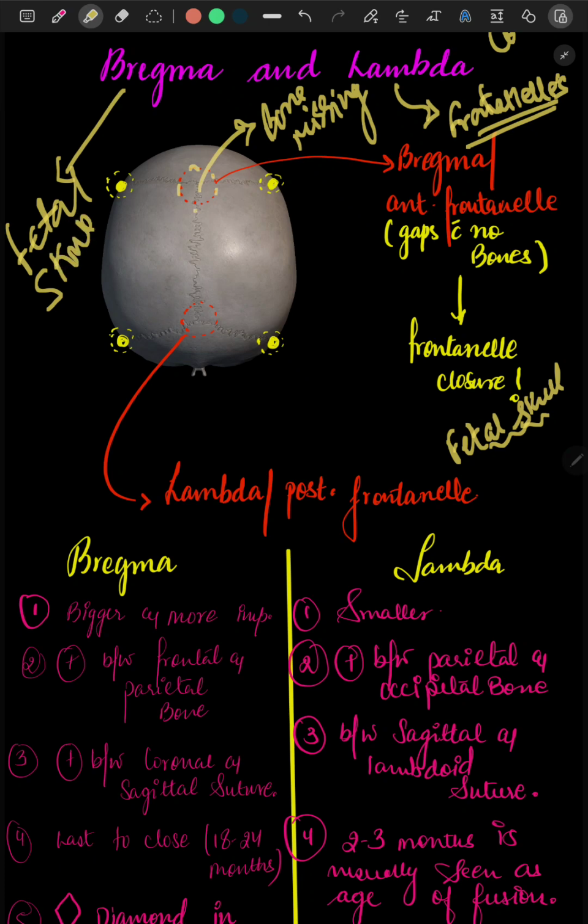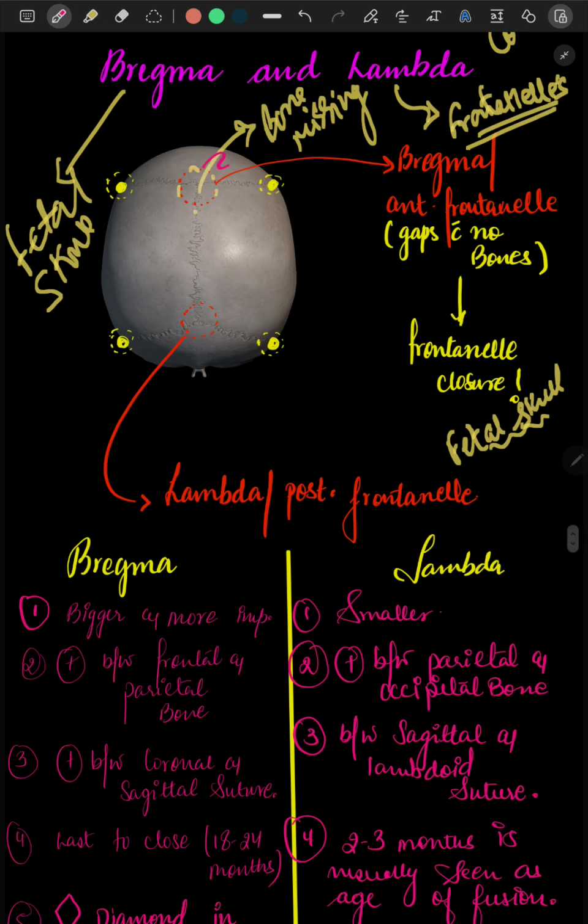Now what do you mean by bregma here? The one which we are seeing here, in between the frontal bone and the parietal bone at the site of the coronal suture, is said to be your bregma fontanel. So this is said to be bregma or the anterior fontanel. It means that there are gaps with no bones. As I told you, ossification hasn't taken place yet, so there is going to be a gap here.